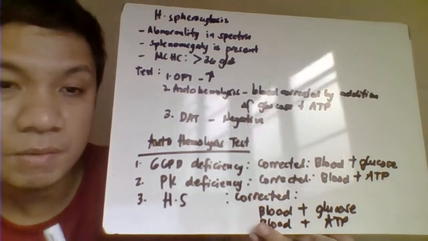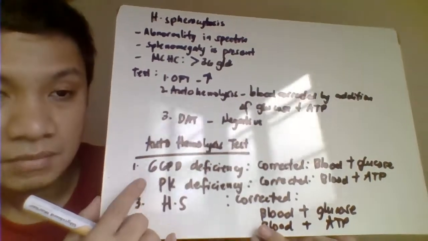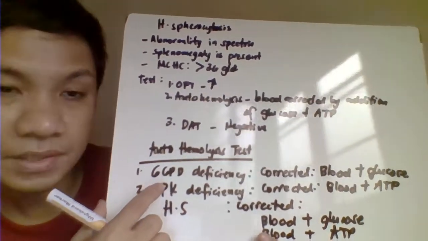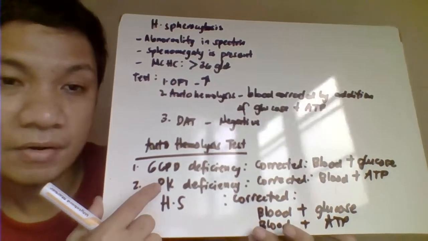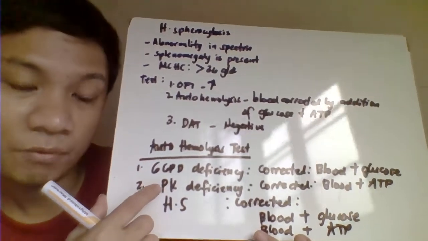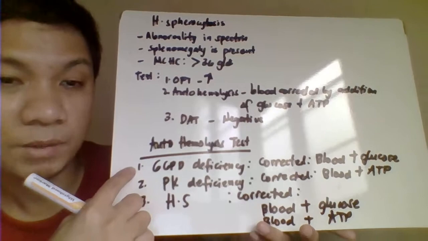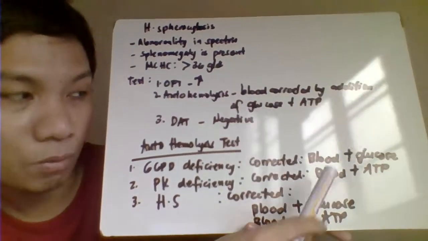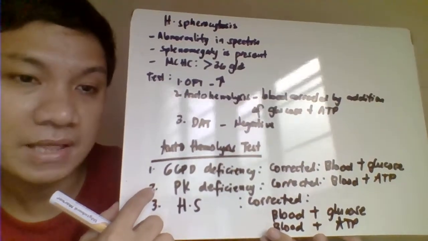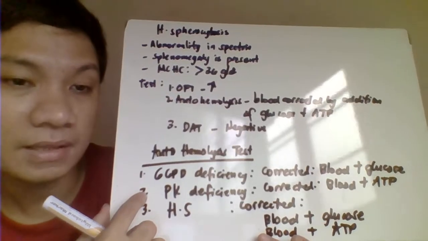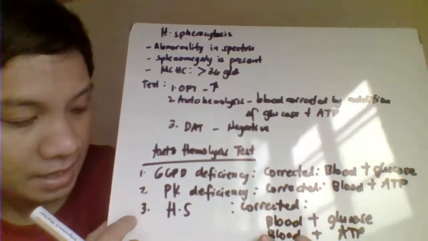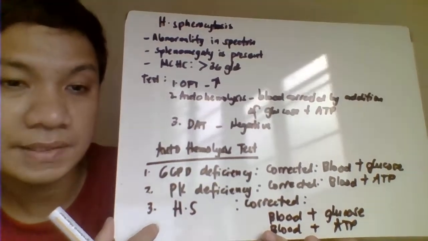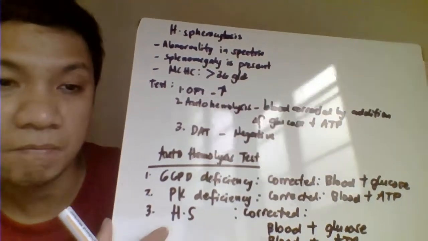So we have your autohemolysis here, some of the tests. For the glucose 6-phosphate dehydrogenase deficiency, the blood of the patient with this problem would be corrected by the addition of glucose. In the case of your pyruvate kinase deficiency, that one could be corrected by the addition of ATP. And for your hereditary spherocytosis, the blood of the patient could be corrected by the addition of both glucose and ATP.